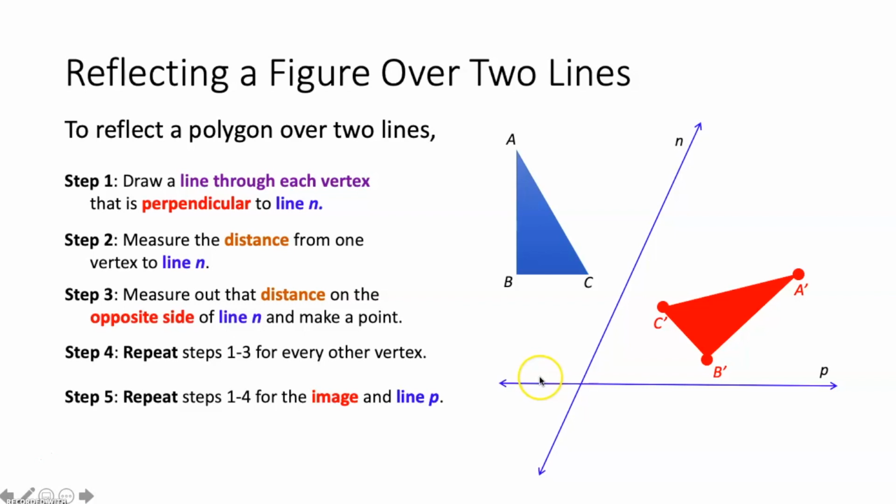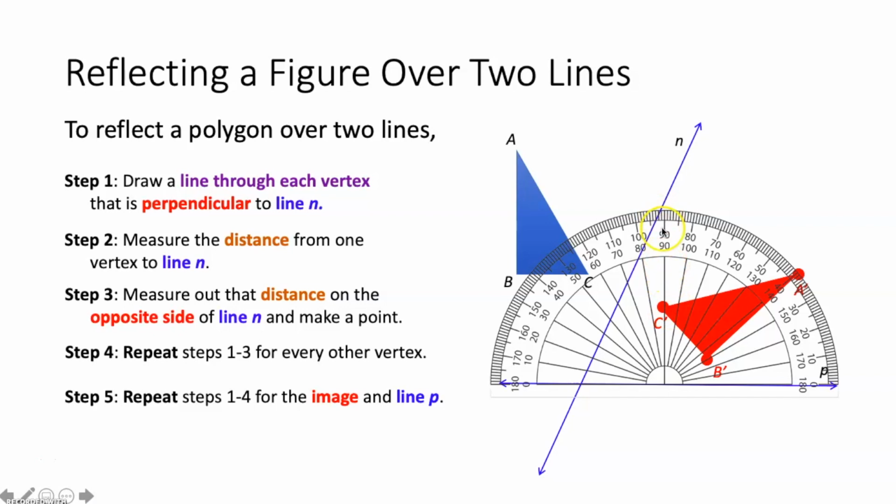To do that, we take our protractor and we line up the bottom of my protractor with our line of reflection. This time it's line P. So I do that and I make sure the 90-degree line goes through C prime. Now I get my ruler, line it up with the 90-degree line, and then trace the 90-degree line through C prime, through line P, and continue it on the other side.